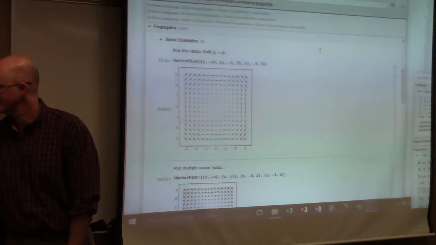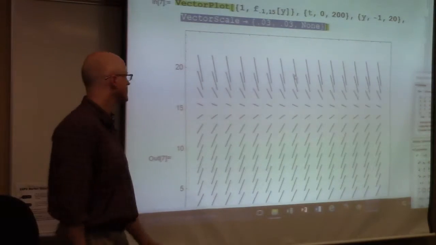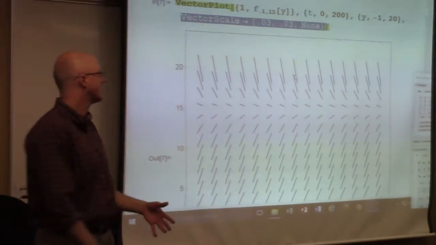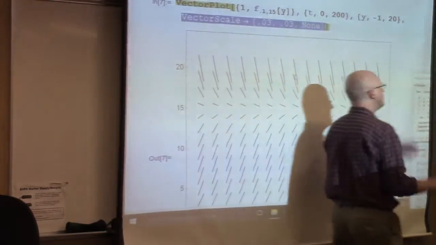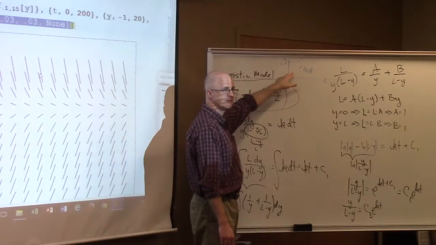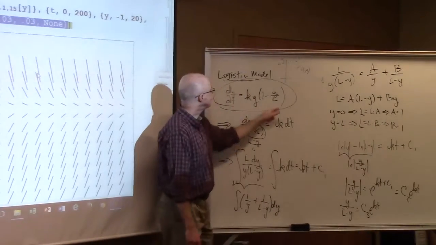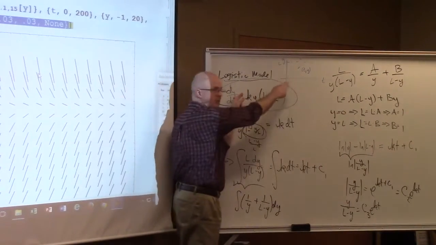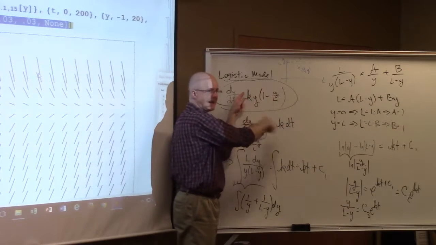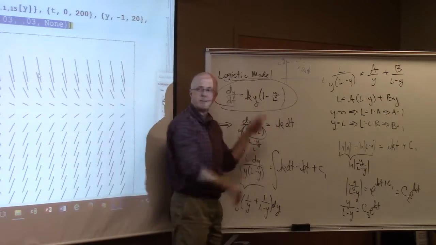And you'll get examples, and eventually you'd find how to make the arrows go away, just get line segments. These line segments are the mini line segments that I talked about when I drew this picture over here. The slope of each line segment is found by plugging the coordinates of the point into the right-hand side of the differential equation. That right-hand side depends only on y in this case, no t's. So it only depends on the y coordinate.